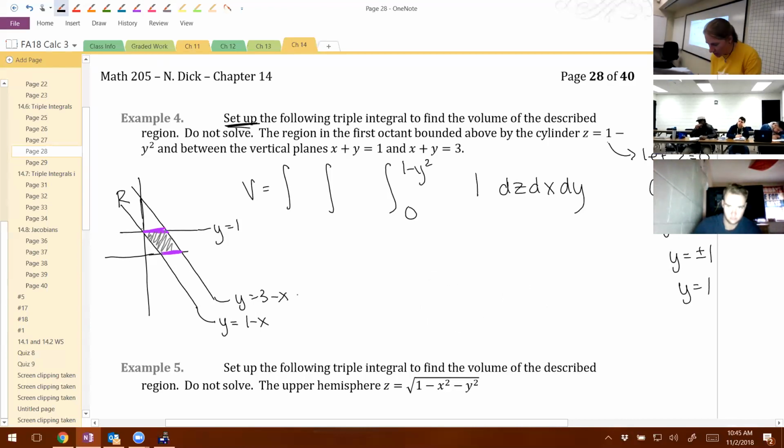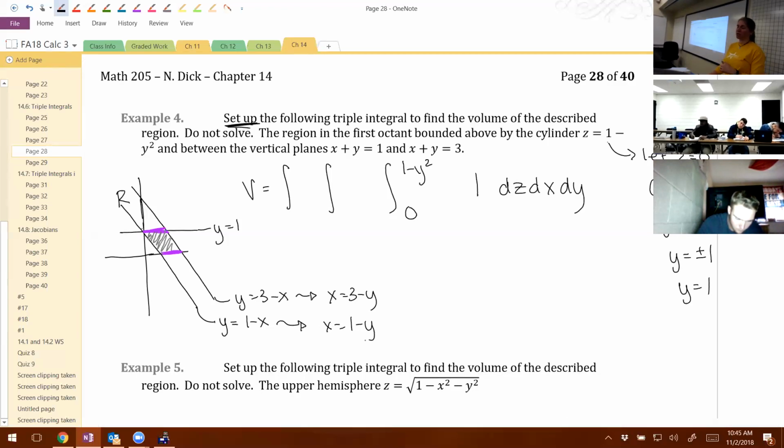That is also going to change this, though. Instead of having these things solve for y, I'm going to change them to solve for x. So that's going to be x equals 3 minus y. And this one's going to be x equals 1 minus y. And with those changes, hopefully it makes it easier to see what the limits of integration are.